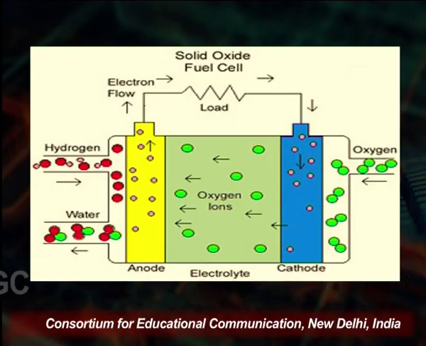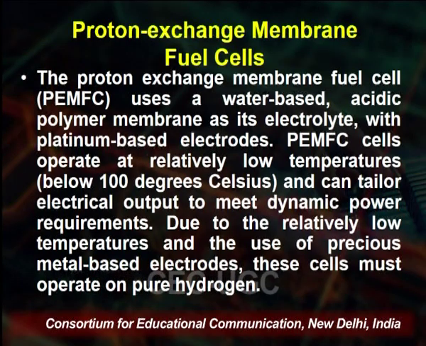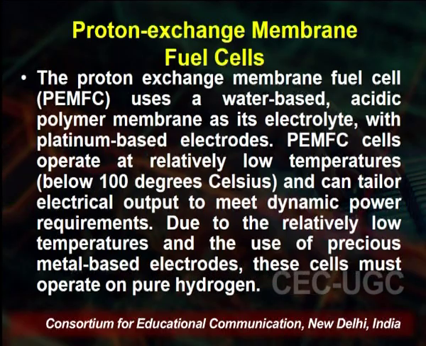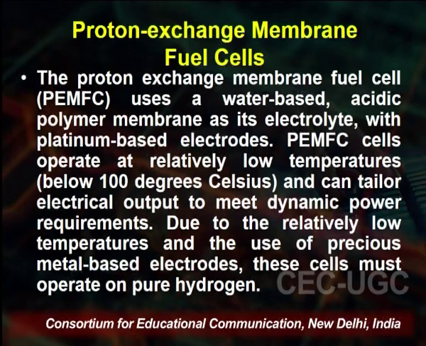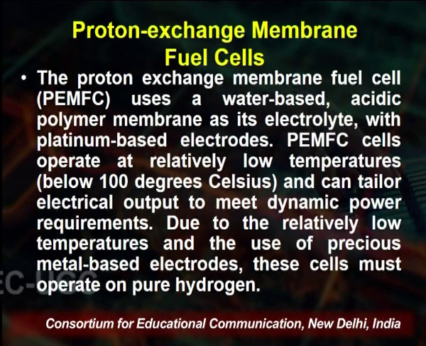And there is the proton exchange membrane cell. The proton exchange membrane cell uses a water-based acidic polymer membrane as its electrolyte, with platinum-based electrodes. Platinum-based means it is costly. The PEMFC operates at relatively low temperature, below 100 degrees Celsius, and its electrical output can be tailored to meet the dynamic power requirement.